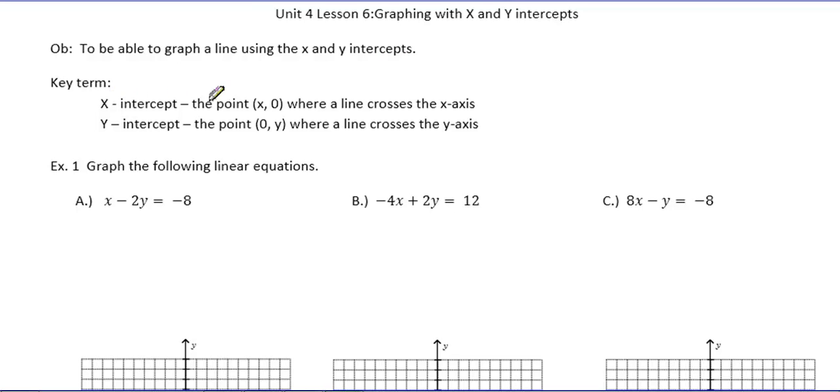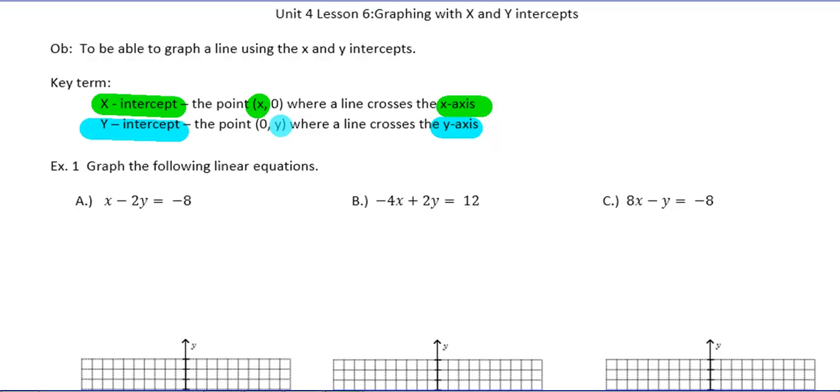Alright, remember x-intercepts are points that have an x value, and the y value will be 0. It's where the line crosses the x-axis. That's why it's called the x-intercept. The y-intercept is a point that has a y value, and x is going to be 0, and that's where our line will cross the y-axis.